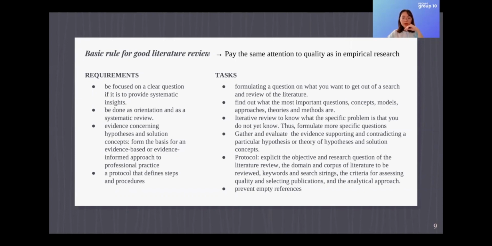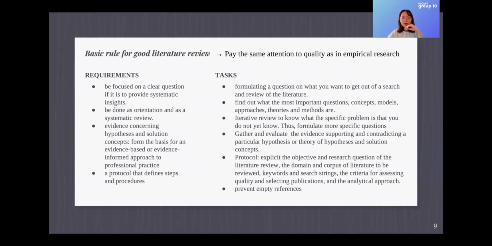Second, you would like to do the literature review as orientation and as a systematic review. And third, you have to use the evidence concerning hypotheses and solution concepts, which forms the basis of an evidence-based or evidence-informed approach to professional practice. And lastly, a protocol that defines steps and procedures.